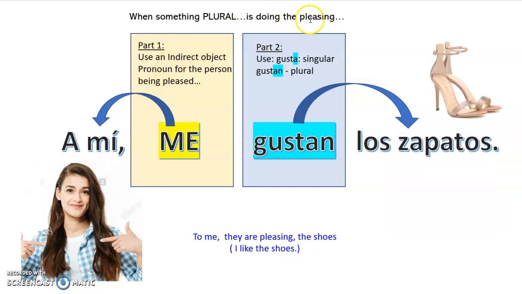When something is plural that's doing the pleasing, you have to add an N to gustan, because you're saying they are pleasing to me. So in this case, me gustan los zapatos. To me, they are pleasing the shoes. We translate it, I like the shoes.